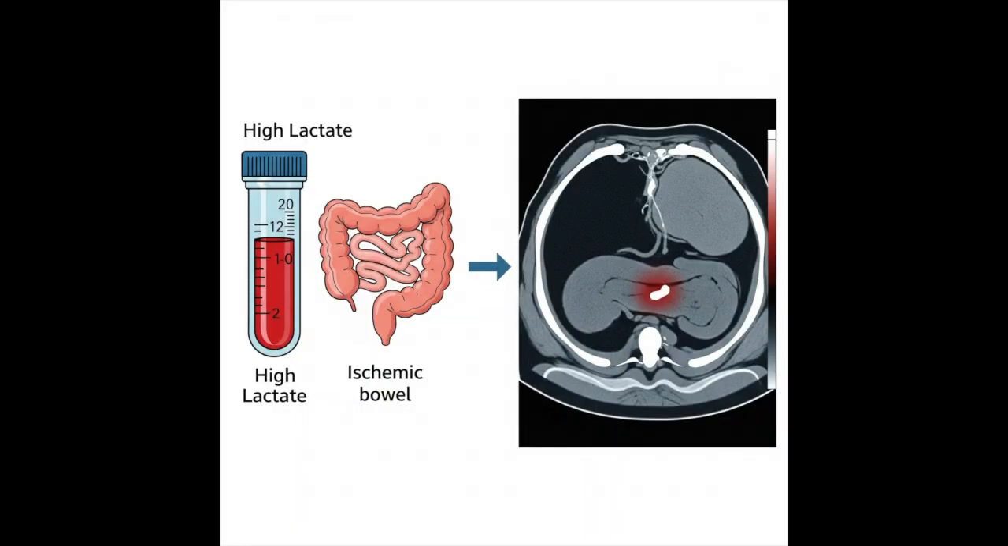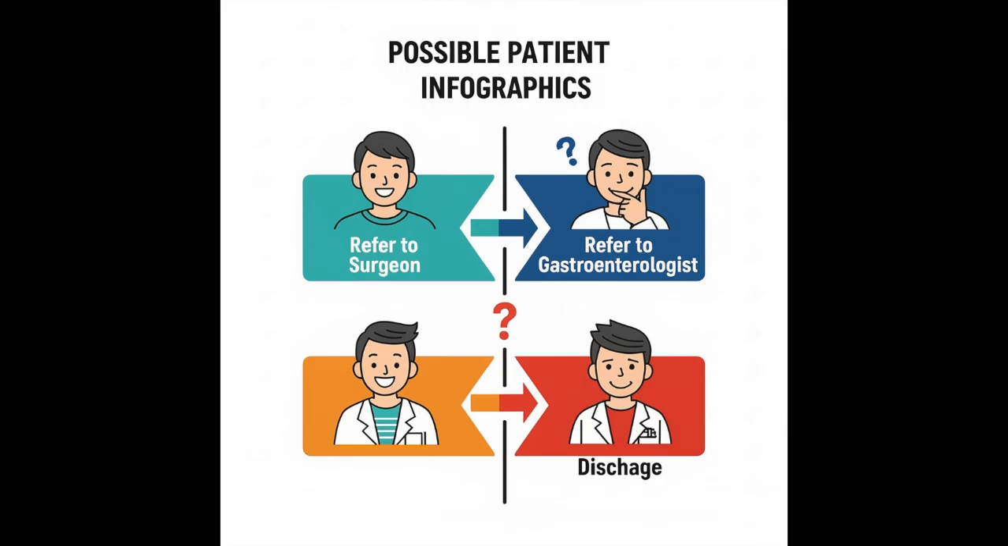If a patient has severe pain out of proportion but no obvious findings, check a VBG and lactate for ischemic bowel. But remember, sometimes the lactate is normal. Even then, don't rule out ischemia. Depending on the scan and labs, refer to surgery, gastroenterology, or sometimes just discharge if nothing is found.